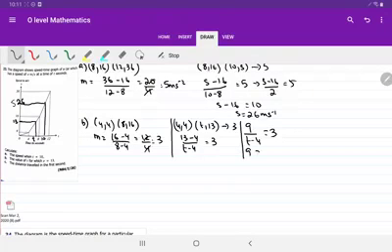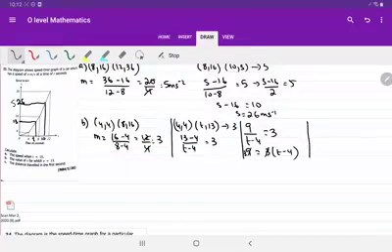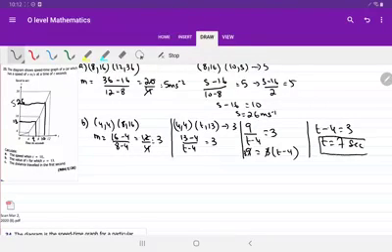13 minus 4 is 9 upon t minus 4 is 3. Let's cross multiply. 9 is 3 times t minus 4. So t minus 4 is 3, t is equal to 7 seconds.